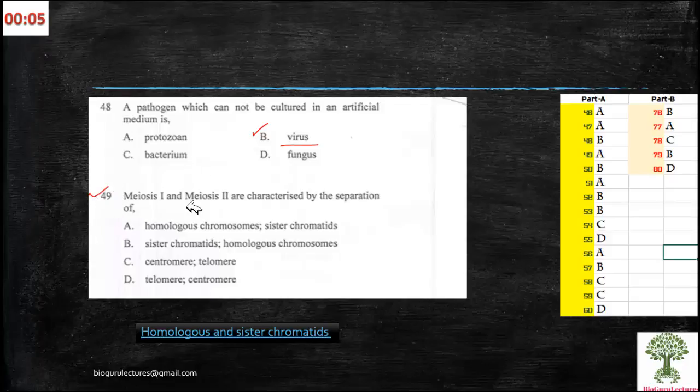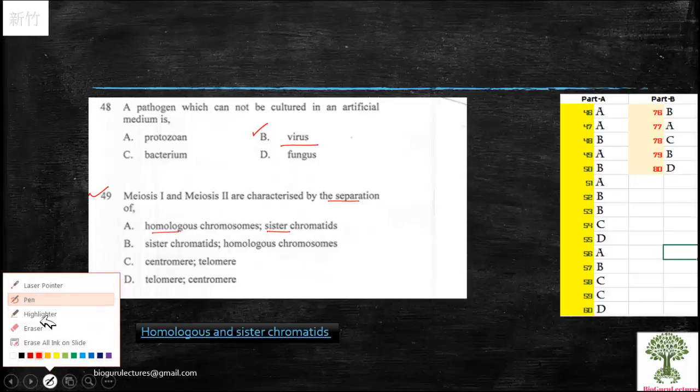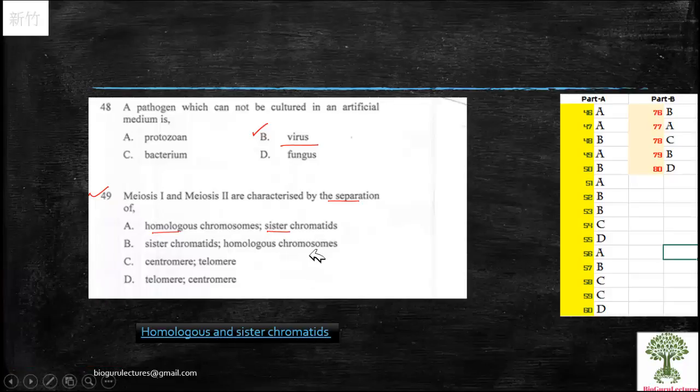49th one, meiosis 1 and meiosis 2 is characterized by the separation of. So for this you have to be very clear with the terms that we use for the various structures of chromosomes. Once you are aware of those terms, it's easy to identify the answer here. So homologous and sister chromatids. Now let me show you a pic so that you can understand it well.